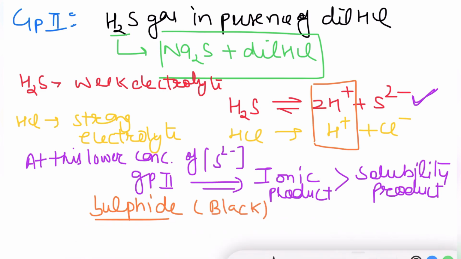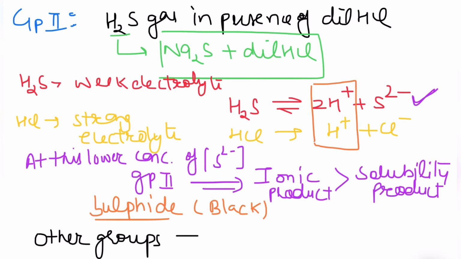Now the question is, why do the other groups, like group 3, 4, 5, not get precipitated? Why are they not precipitated as sulfides here? It means they require a large concentration of sulfide ion. So if the other groups are not precipitated here, it means their solubility product is more than the ionic product. Precipitation takes place only when the ionic product is more than the solubility product.